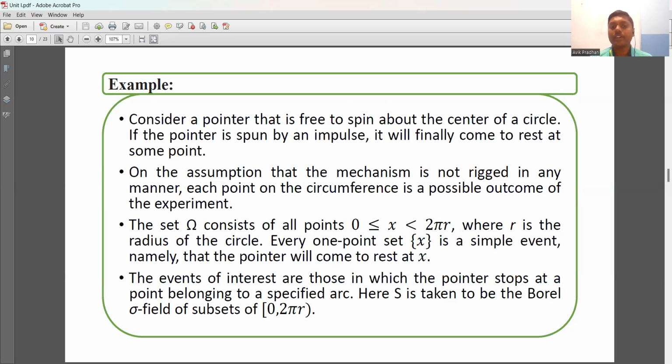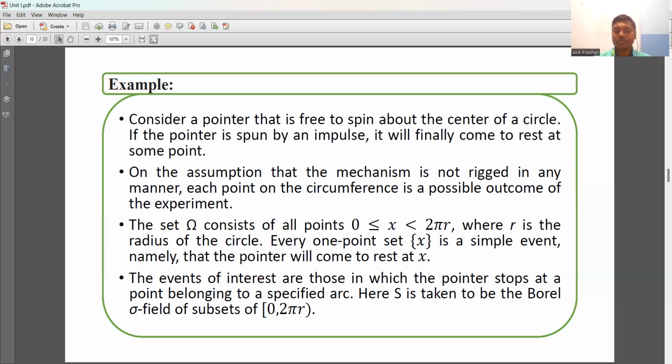So a pointer is free to spin about the center of the circle. If the pointer is spun by an impulse, it will finally come to rest at some point, because some external forces act on that pointer so that it comes to a stop. Now, if you think about this experiment, this pointer stops somewhere which is random, because we do not know when this pointer is going to come to rest.